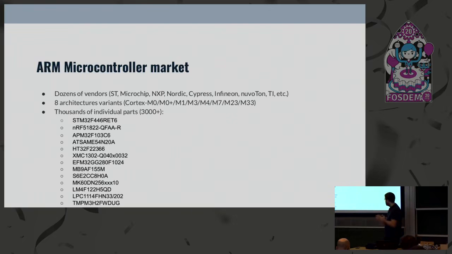So another piece of the context is the market of ARM microcontrollers. And so that's only ARM. You can also consider other architectures. So there are dozens of vendors, 8 different architecture variants. I think that's only 8 so far, but maybe there are more. And of course, you have thousands and thousands of different parts.